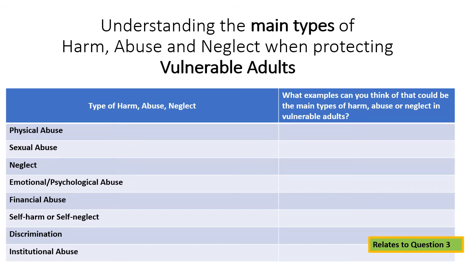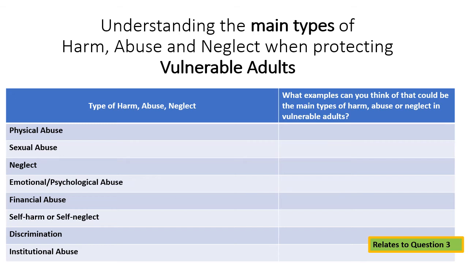So we're going to give you a more in-depth understanding of the main types of harm, abuse and neglect when protecting vulnerable adults. What I would like you to do is have a look at the different types of harm, abuse and neglect which are listed down the left hand side. So you've got physical abuse, sexual abuse, neglect, emotional and psychological abuse, financial abuse, self-harm or self-neglect, discrimination and institutional abuse.